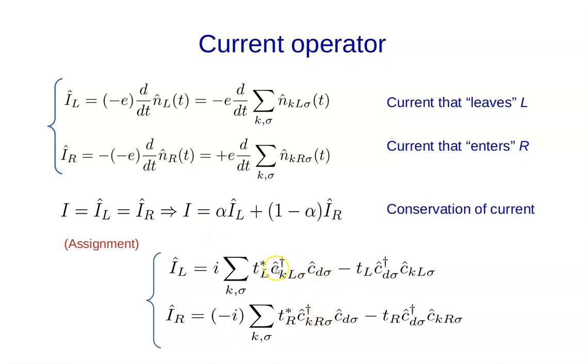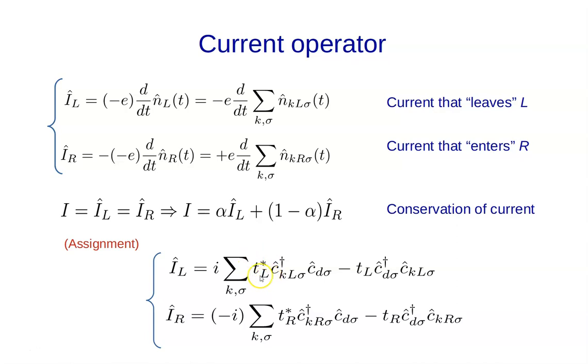One important thing is that here I'm assuming that these couplings do not depend on k. That makes the calculations easier, so I can take this out of the sum, and that's what we're going to do.